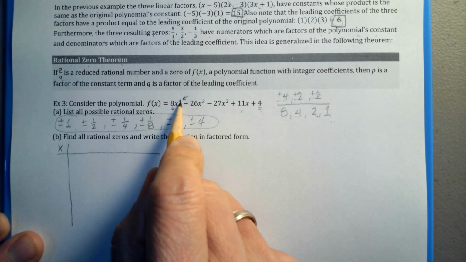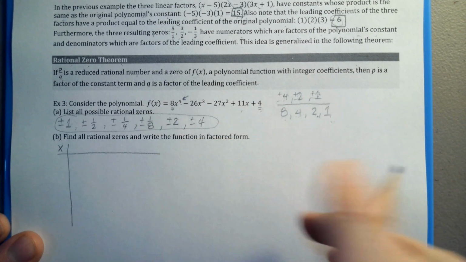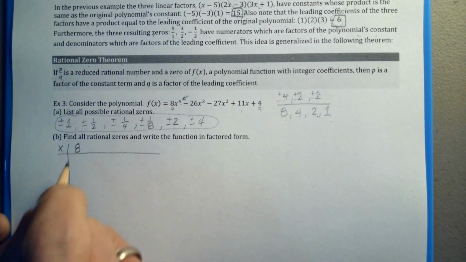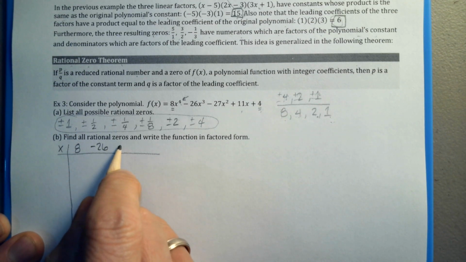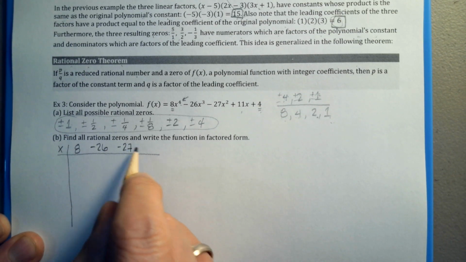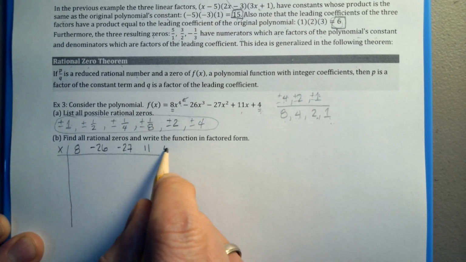All right, so let's see. Degree 4, so that's a quartic. We should have 5 terms: 1, 2, 3, 4, 5. So we're good. We have no missing terms. We have 8, negative 26, negative 27, 11, and 4.